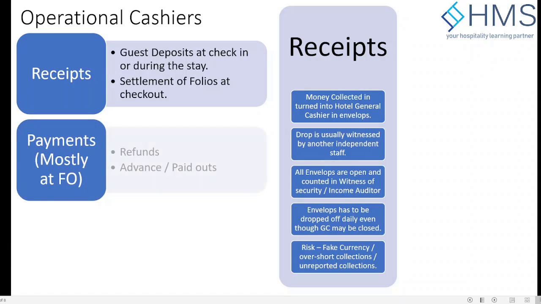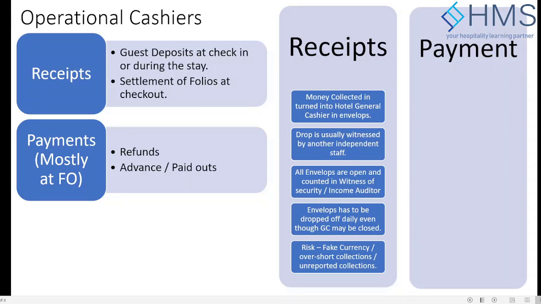Then usually there are payments, mostly at the front office, because the F&B cashier or spa cashiers are not normally making any kind of payments. They are only collectors. They are not making payments on refunds, they are not paying any advances, they are not paying any paid outs, and they are not doing any currency exchange. So the payment controls usually are required.